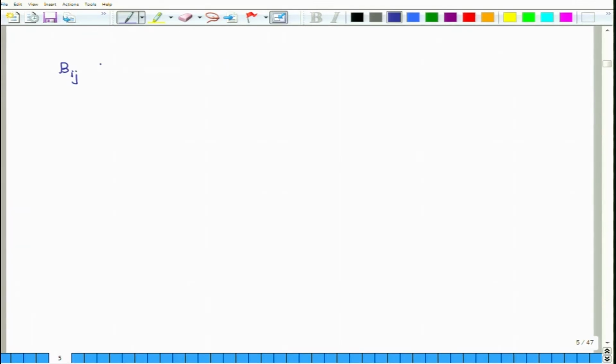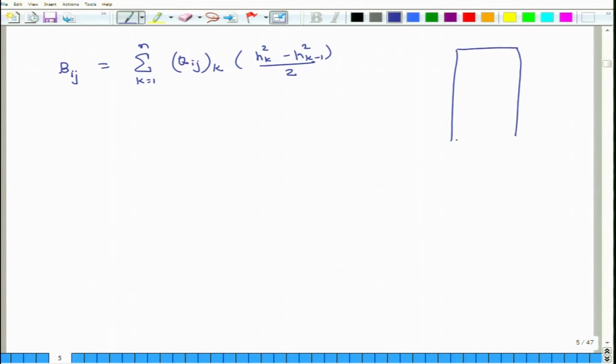So, Bij equals the sum of Qij bar for the kth layer times (Hk square minus Hk minus 1 square) by 2, with k equal to 1 to n, where n is the number of layers. Now, here we have to calculate the coordinates of each layer.